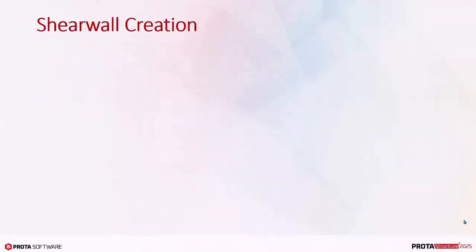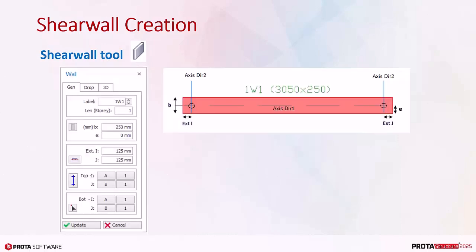Shear wall creation. To create a shear wall, click on the shear wall tool. A shear wall requires two insertion points or nodes. These insertion points are created by intersection of axes. Hence, three axes are required to create a wall: one longitudinal axis along the wall, and two other axes to create the start and the end nodes.